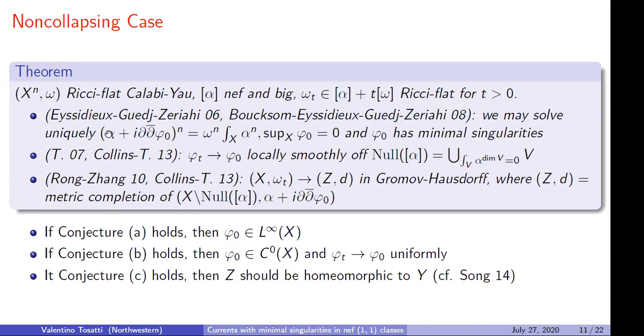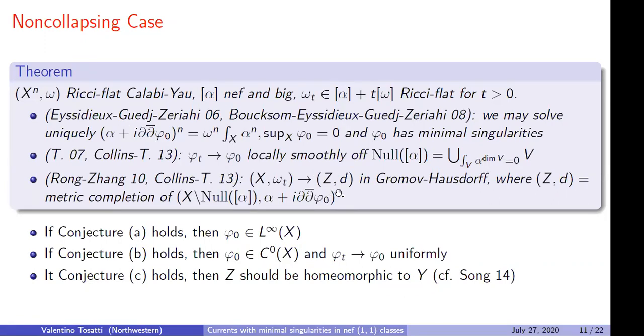If you know this EGZ, alpha plus i partial d-bar phi 0 is one of the so-called singular Ricci-flat metrics. It is an honest Ricci-flat metric away from this null locus, and it has some singularities there. Rong and Zhang proved, and then we extended it, removing one hypothesis, that globally the Ricci-flat manifolds converge in the Gromov-Hausdorff topology, as metric spaces, to some compact metric space, which is nothing but the metric completion of X minus the null locus together with the EGZ metric, the solution of this Monge-Ampère equation away from the null locus, where it's indeed Ricci-flat and smooth. So this is an open Ricci-flat manifold, and you view it as a metric space and take the metric completion. That's the Gromov-Hausdorff limit.